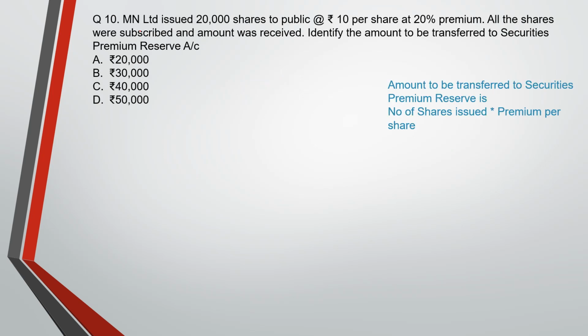Moving further, next question is MN Limited issued 20,000 shares to public at the rate of 10 per share at 20% premium. So 20% of 10, that would be 2 rupees is a premium. All the shares were subscribed and amount was received. Identify the amount to be transferred to Securities Premium Reserve account. Now, whatever is the nominal value is 10 and premium is at the rate of 20% of rupees 10, that is rupees 2 per share is being collected as premium.